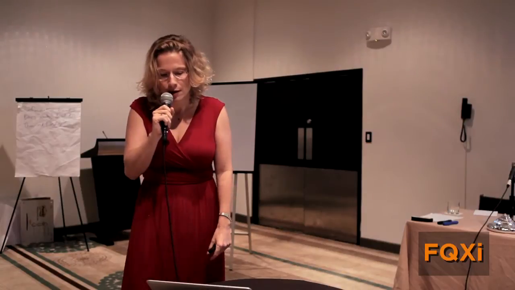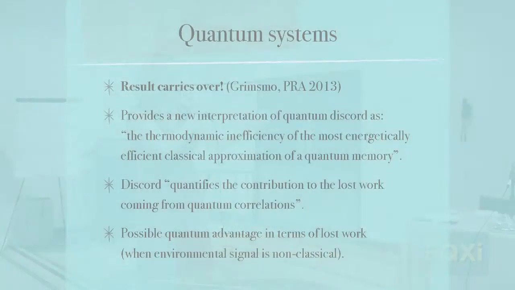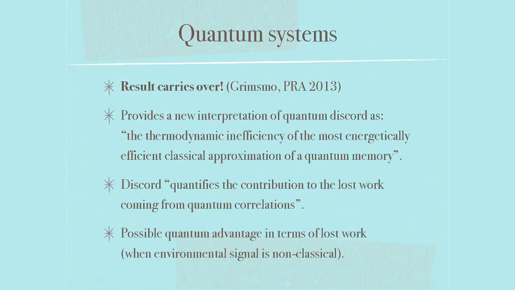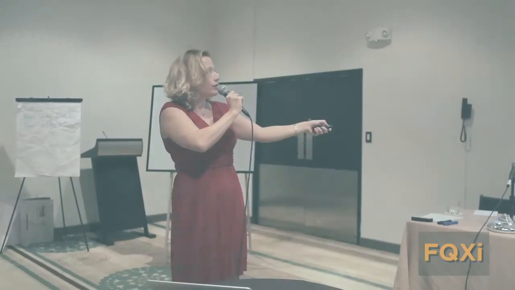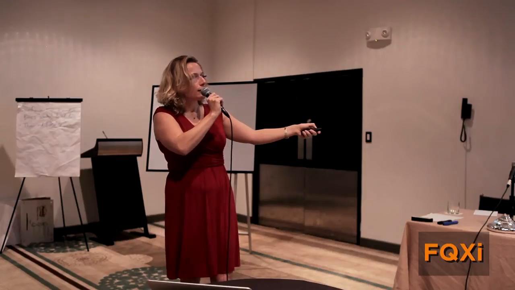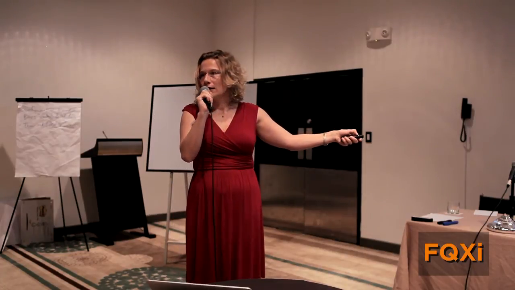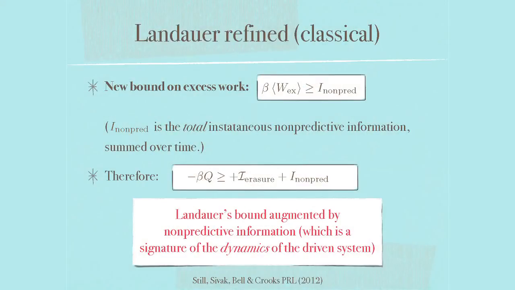So that is maybe the core insight, and the nice thing is that this carries over to quantum systems and allows you to interpret discord as the thermodynamic efficiency of the most energetically efficient classical approximation of a quantum memory. And so you can also ask, is there like a quantum advantage here? And there can be, but only if the environmental variable is quantum, not if it's classical. So another corollary of the main result is a refinement of Landauer's argument, where we see that his bound now becomes augmented by the non-predictive information.